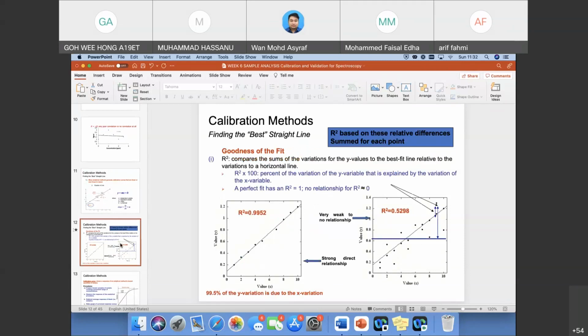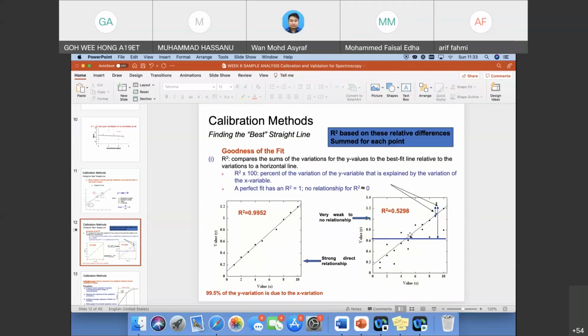Now the goodness of the fit. I've explained this before in terms of the r square. So this is the explanation. What is r square? r square compares the sum of the variation of y values to the best fit line relative to the variation to a horizontal line. Basically, this is what you want, 0.99 something, where the line passes through most of the points, or it is balanced between the top part and the bottom part of the line. For this one, this is very poor correlation.